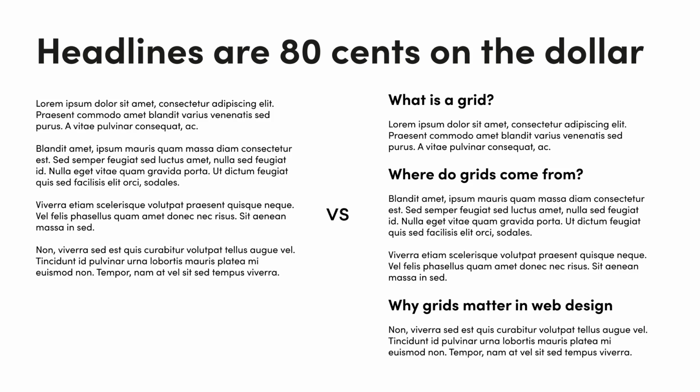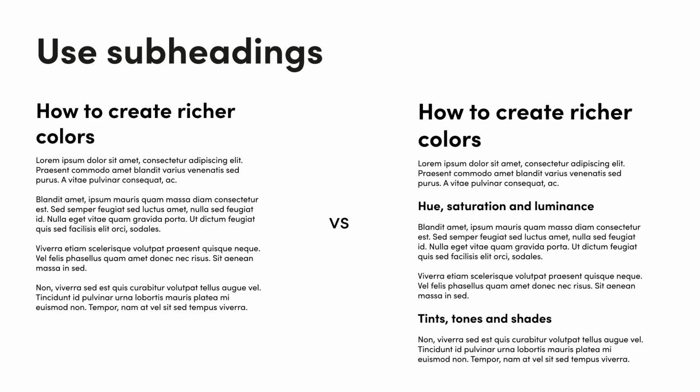Like 80% of the time, people are just going to read the headlines. So put your efforts into creating good headlines. The paragraph is way less important. So just put your main efforts into the actual headlines. And of course, if you can use sub-headlines, that would also make things more scannable.